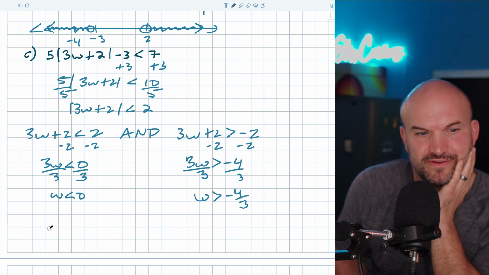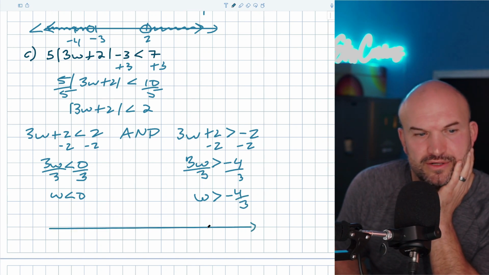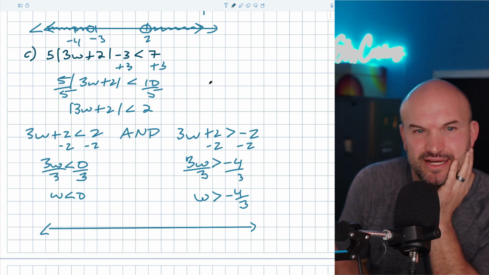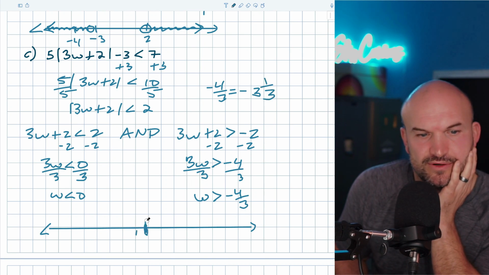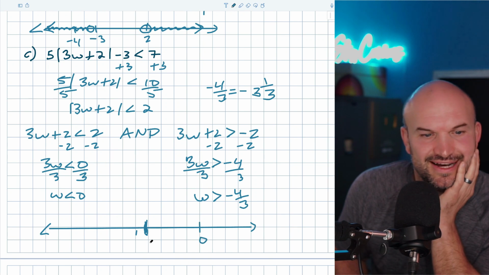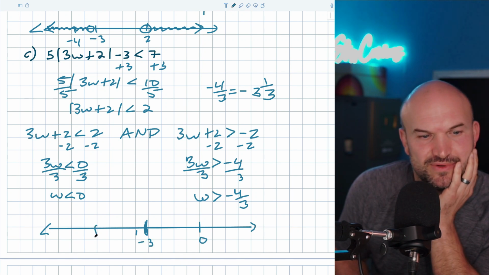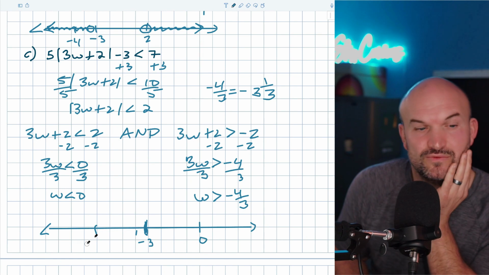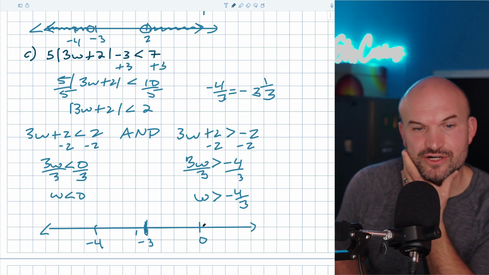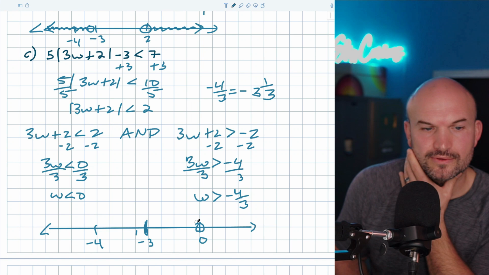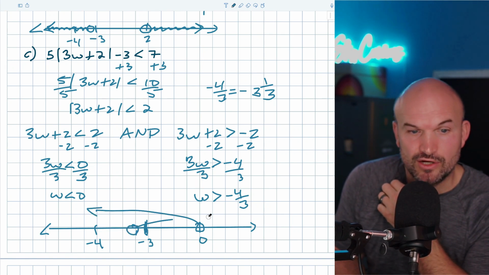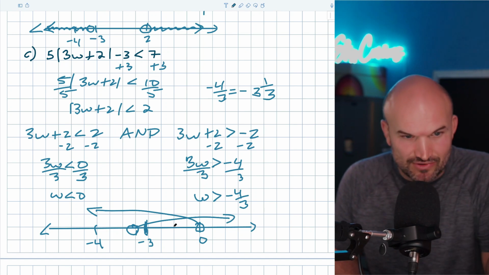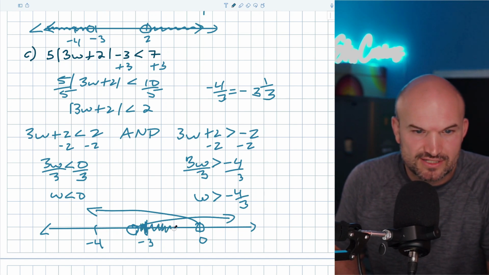Okay, so now let's go ahead and graph this. So negative 4 over 3 is the same thing as negative 3 1/3, right? Okay, so let's put 0 here. And let's put this as negative 3, and then this would be negative 4. Okay, so if W is less than 0, that's going to be going this way. And if W is greater than negative 4/3, that's going to be going this way. So you can see where they intersect is between negative 4/3 and 0.